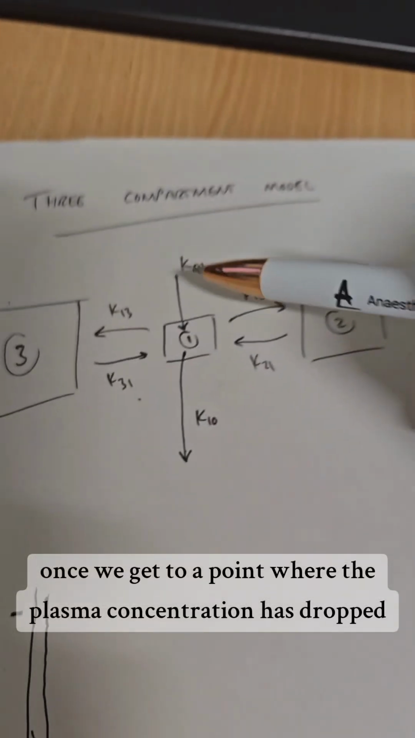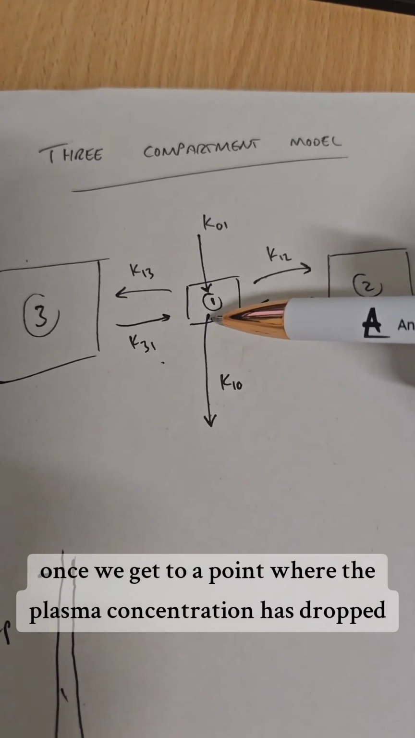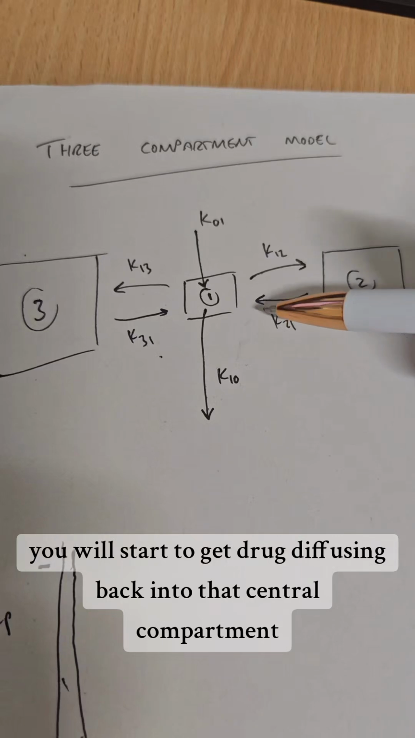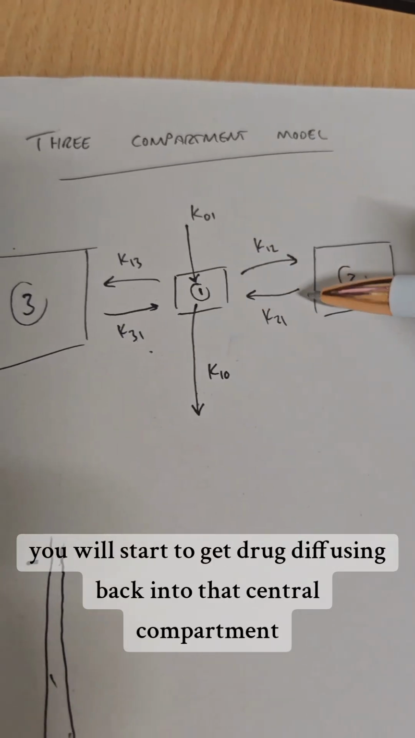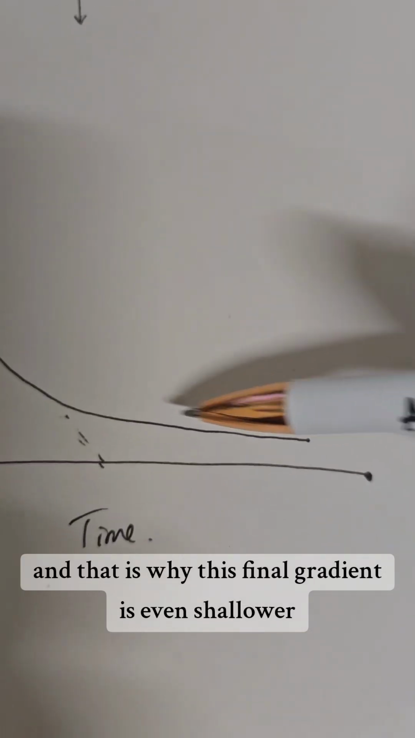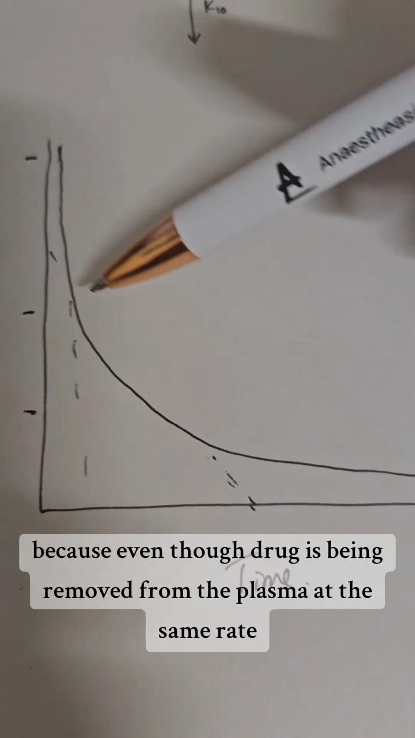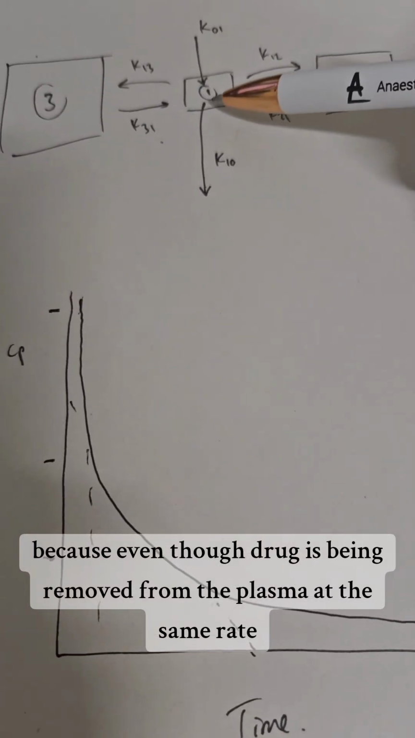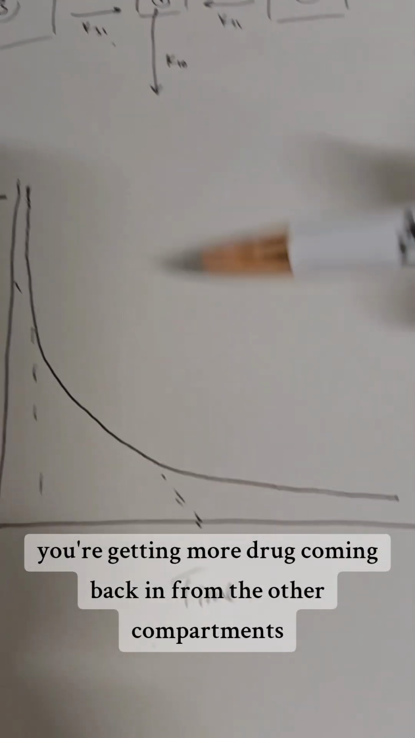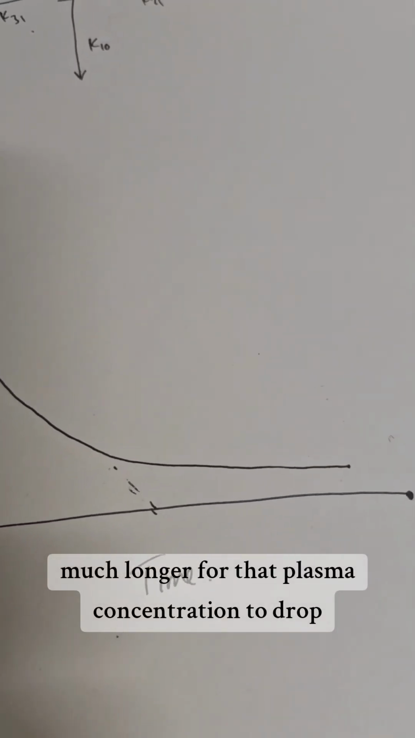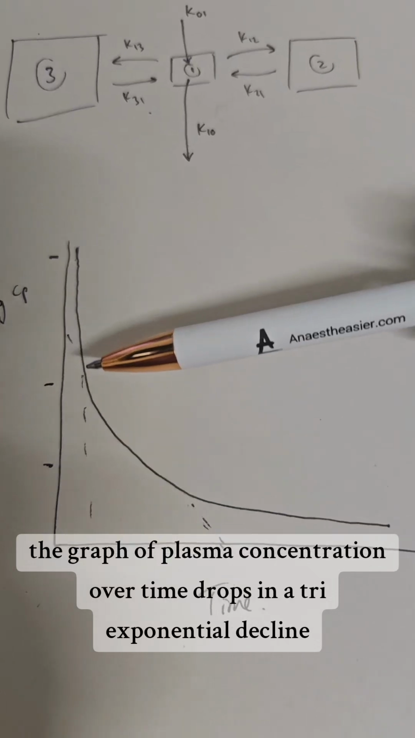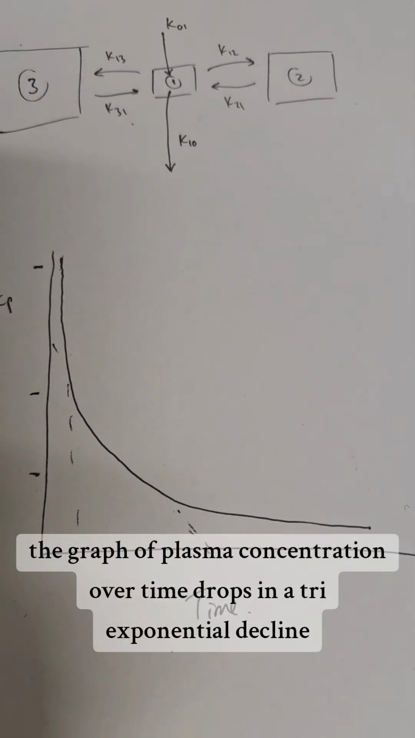Once we get to a point where the plasma concentration has dropped to the point where it is lower than the concentration in these two compartments, you will start to get drug diffusing back into that central compartment and topping up the concentration while it is being removed. And that is why this final gradient is even shallower, because even though drug is being removed from the plasma at the same rate, at the same time you're getting more drug coming back in from the other compartments, and that's why it takes much longer for that plasma concentration to drop. That is why in the 3-compartment model, the graph of plasma concentration over time drops in a tri-exponential decline.